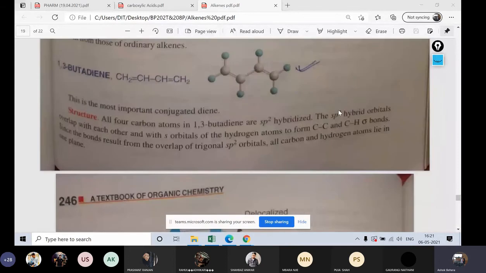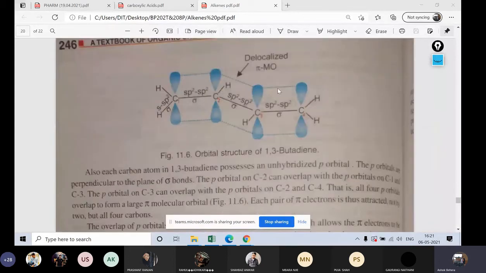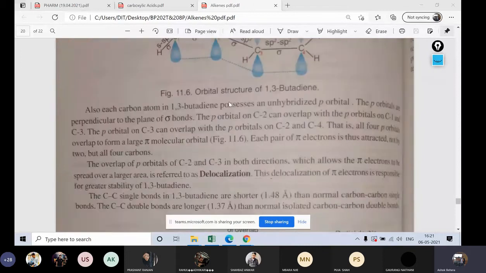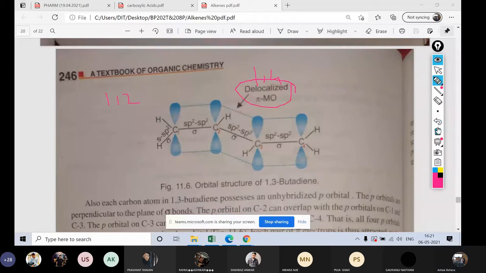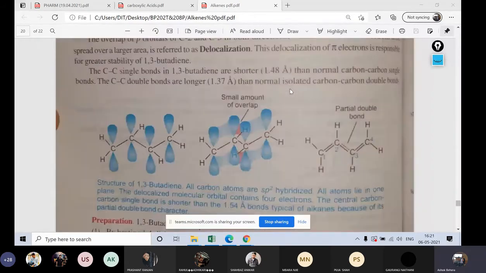So the simplest is your 1,3-butadiene. Delocalization of pi orbital is happening, as you saw in 1,3-butadiene. There are 2 kinds of addition. One is 1,2 addition and the other is 1,4 addition. That happens due to the delocalization of pi electrons. This is higher classes. Okay, don't remember that one.